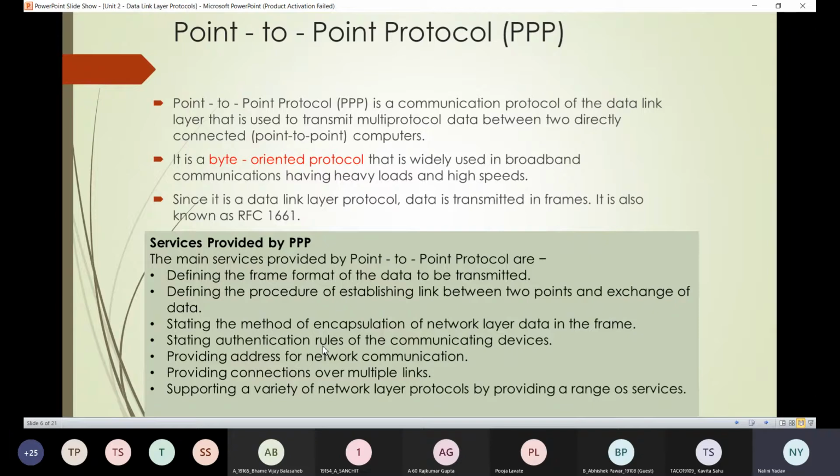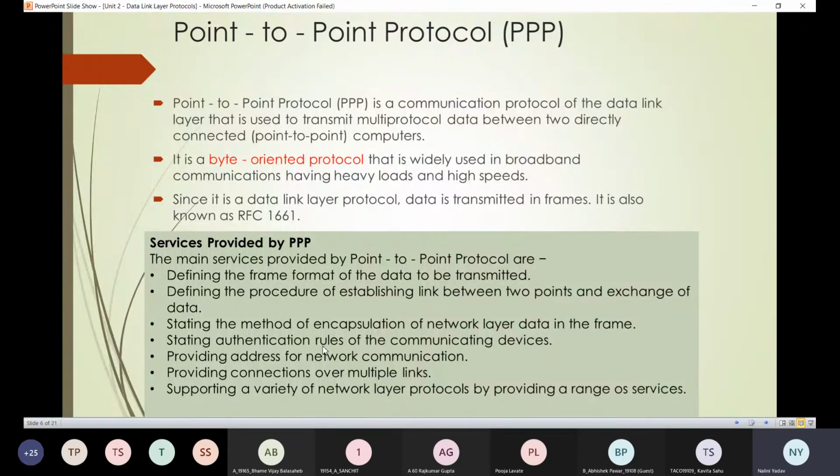Now let's look into one of them, the point-to-point protocol. Where is this point-to-point protocol used? Point-to-point protocol is a communication protocol of the data link layer that is used to transmit multi-protocol data between two directly connected computers. Correct. It is a byte-oriented protocol. Fine. That is widely used in broadband communication, having heavy loads and high speeds.